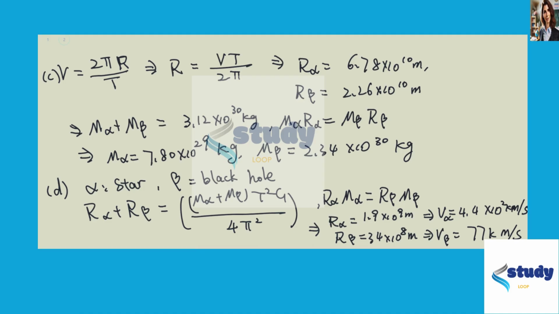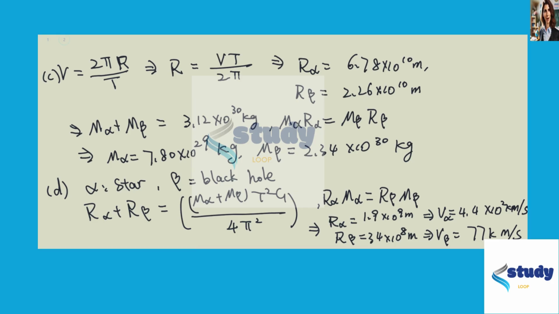And from question 1, we know that the product of mass and radius is a constant: M alpha times R alpha equals M beta times R beta. So we know the sum of them, and we can use this expression to find the ratio between them. Combining these two equations, we find mass alpha is equal to 7.8 times 10 to the 29 kilograms, and the mass of beta is 2.34 times 10 to the 30 kilograms.